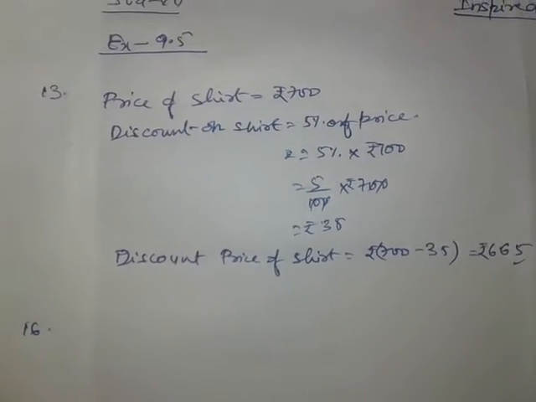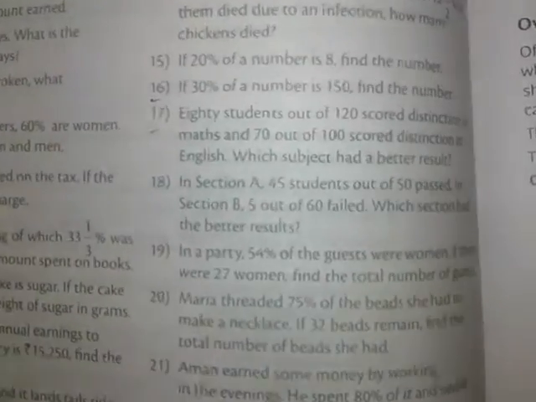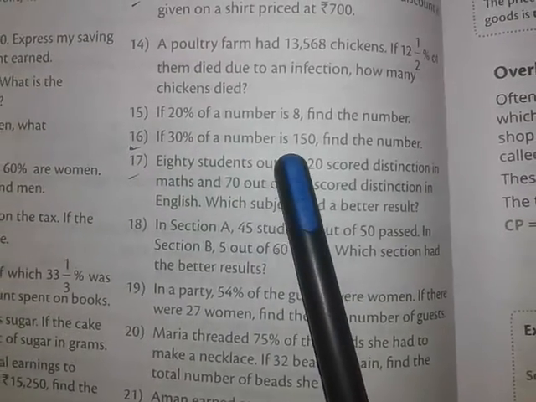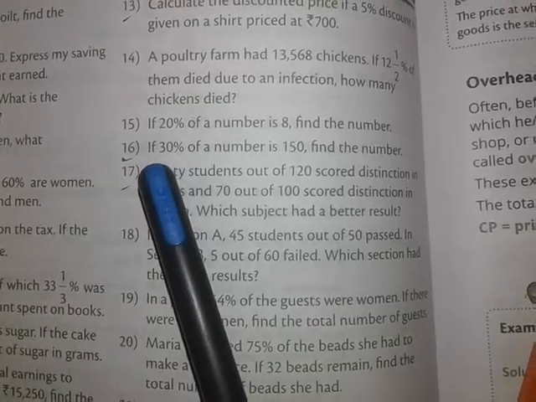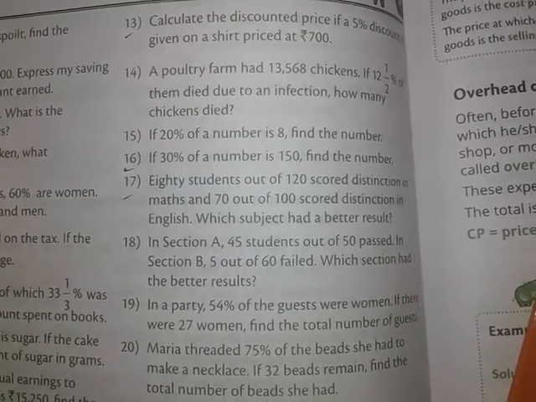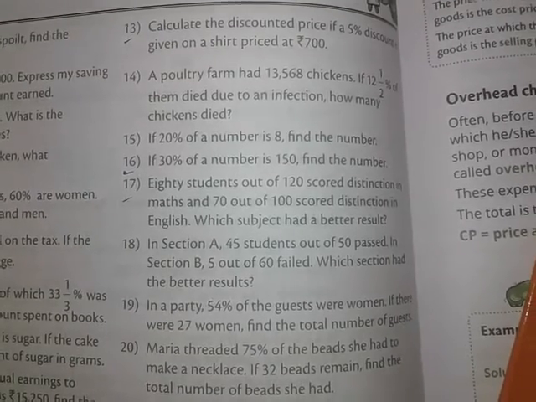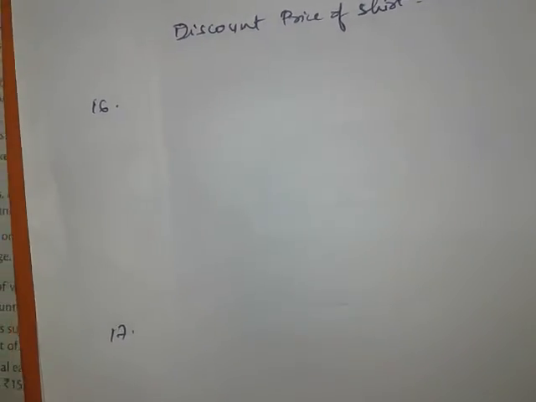Okay, now move to question number 16. First we have to read the question carefully. If 30% of a number is 150, find the number. We have to find a number. The question says 30% of a number is 150. We assume the number as x, and then we move ahead.